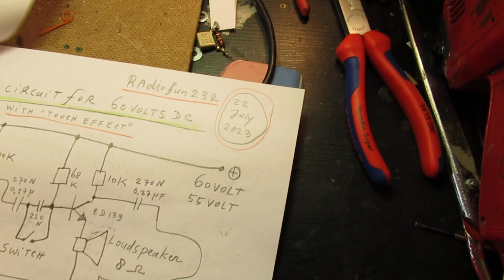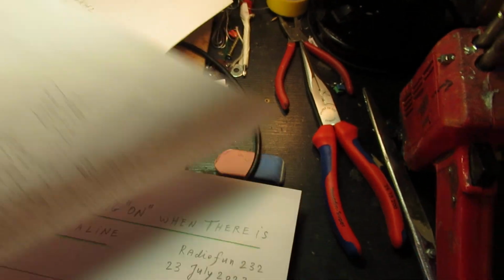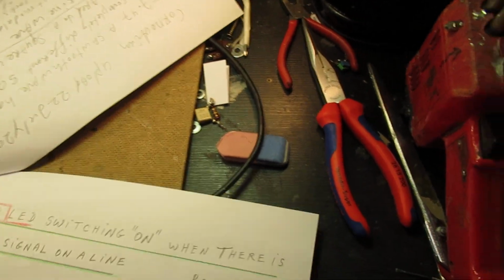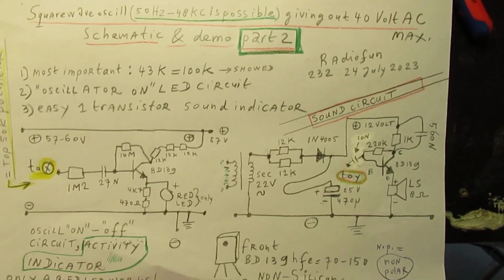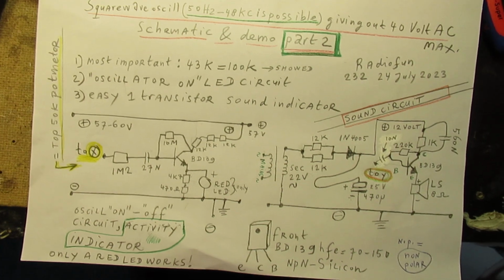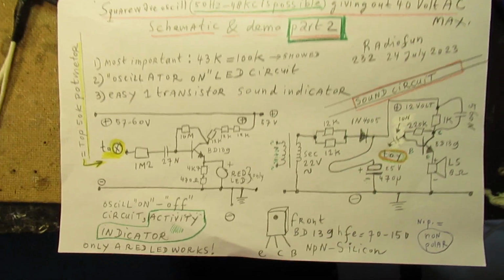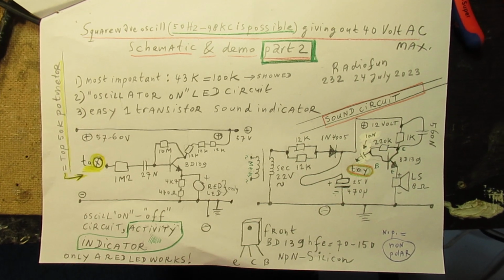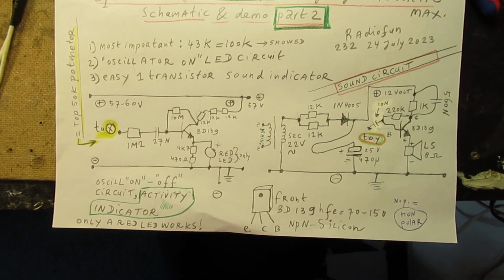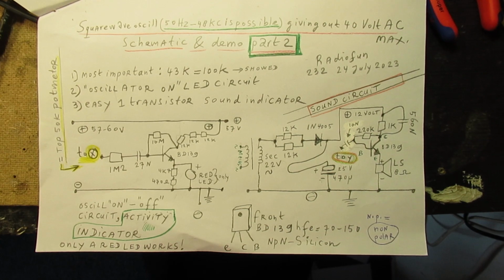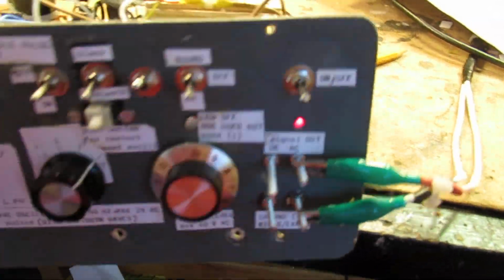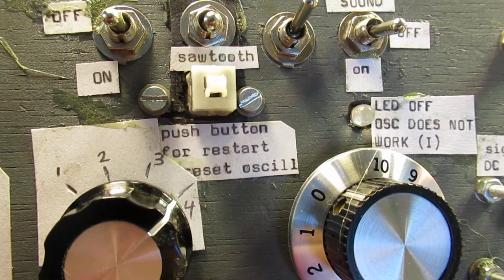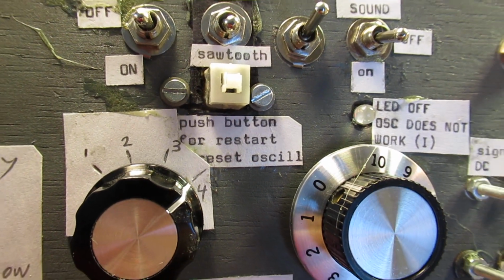And again, perhaps when I have time, sometime, this is also finally a quite important part of the circuit, where I have made the audio that you can switch on and off, and the LED light emitting diode indicator that the circuit works or not. And when it doesn't want to work, push this button here to restart the oscillator.